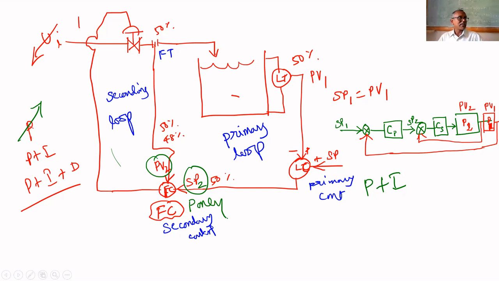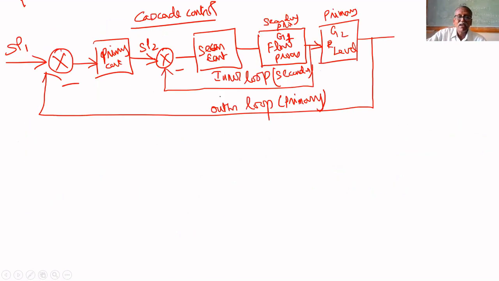But level process is P plus I. Level process will be P plus I. On the other hand, suppose I'm having another thermal process. Already we have seen this type of thermal process. Exothermic process.